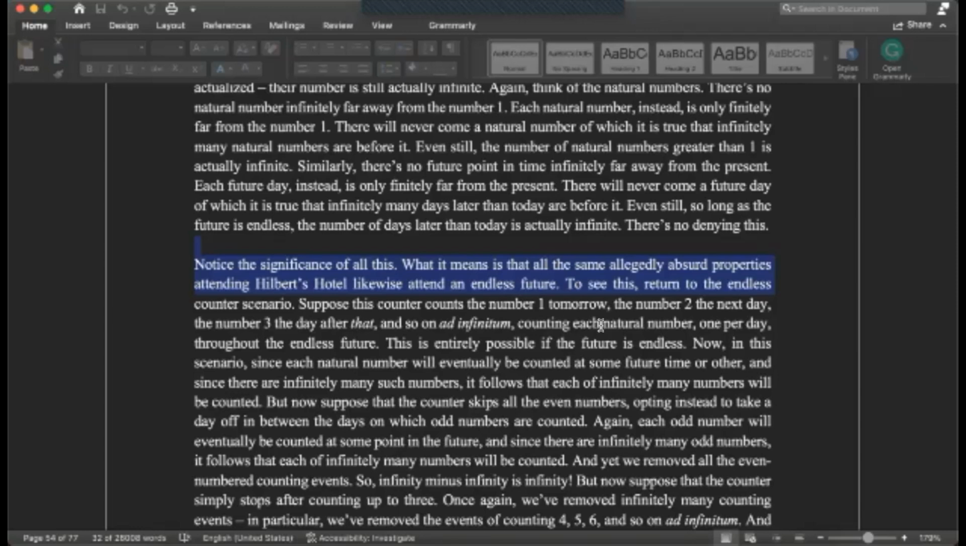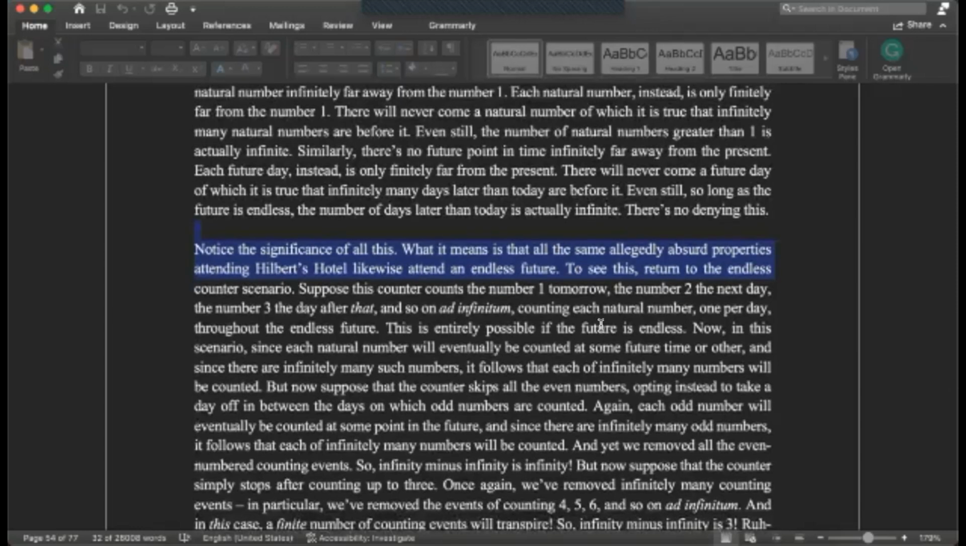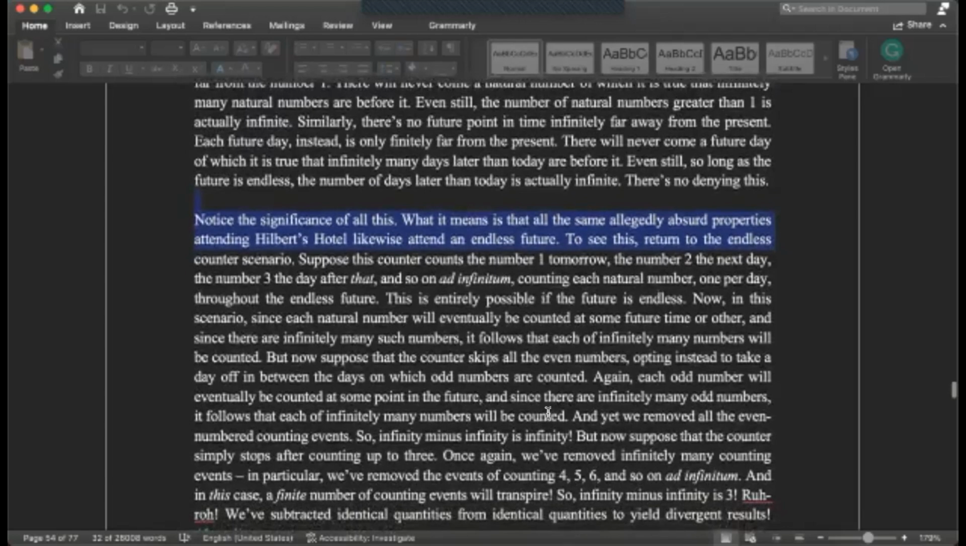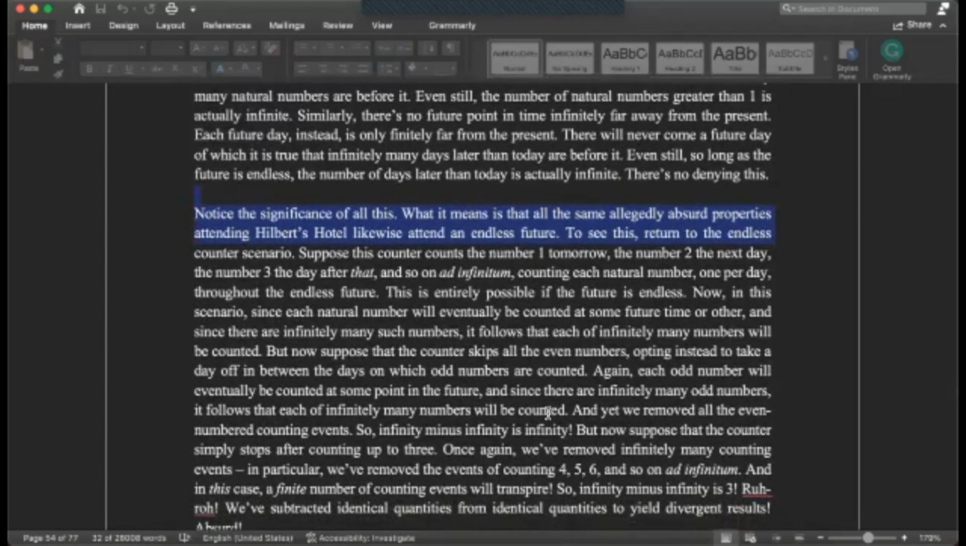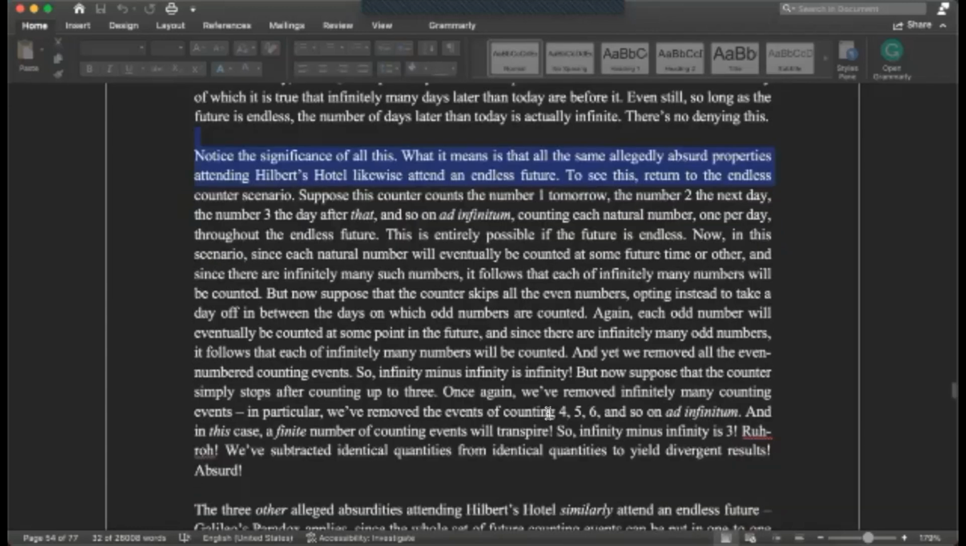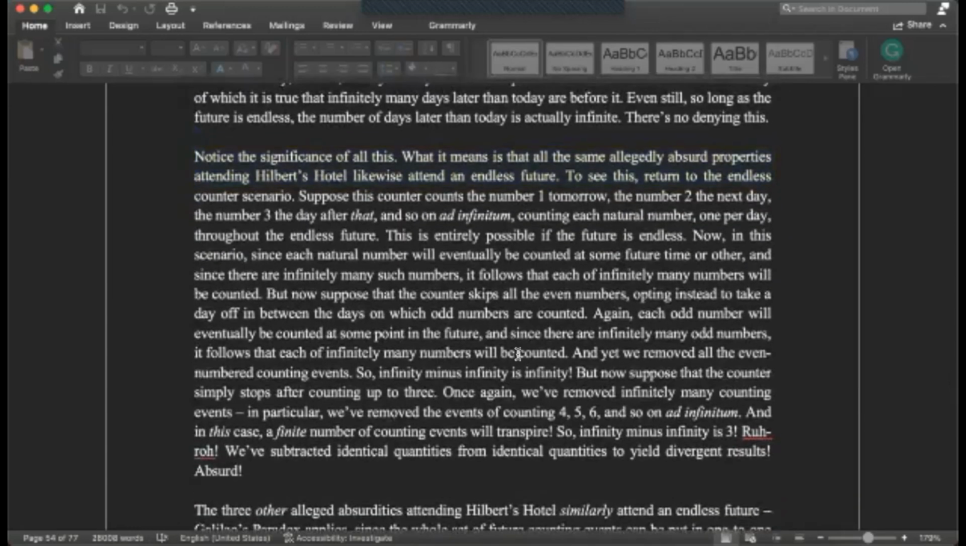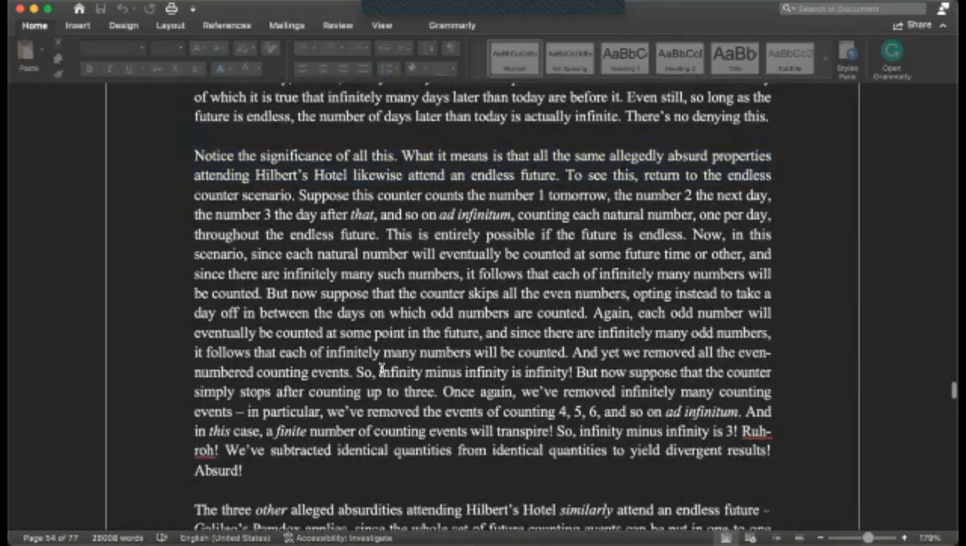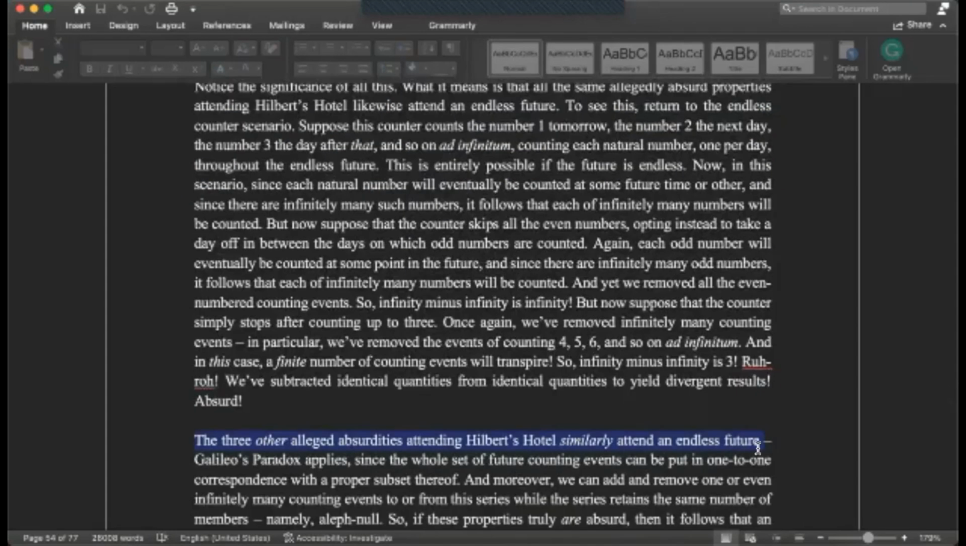But now suppose that the counter simply stops counting after counting up to 3. Once again, we've removed infinitely many counting events. In particular, we've removed the events of counting 4, 5, 6, and so on ad infinitum. And in this case, a finite number of counting events will transpire. So infinity minus infinity is 3. We've subtracted identical quantities from identical quantities to yield divergent results. Absurd. So again, all the same absurdities that allegedly attend Hilbert's hotel and actual infinites more generally likewise attend an endless future.